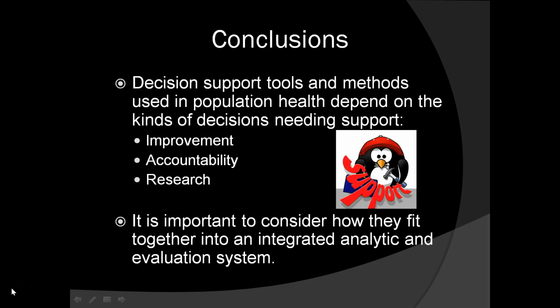So in conclusion, the decision support tools and methods used in population health depend on the kinds of decisions needing support, such as improvement, accountability, and research. It is important to consider how they fit together in an integrated analytic and evaluation system. An example is the Triple Aim framework. While used here to illustrate accountability measurements, it is also useful for improvement.